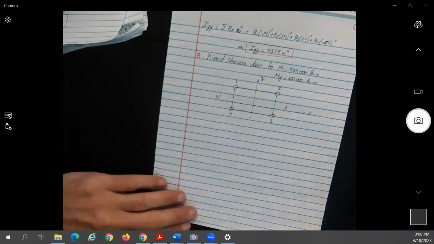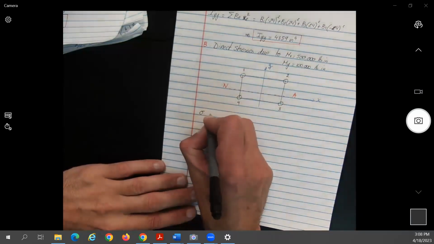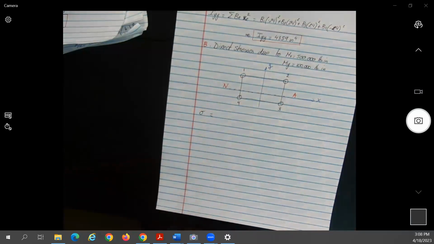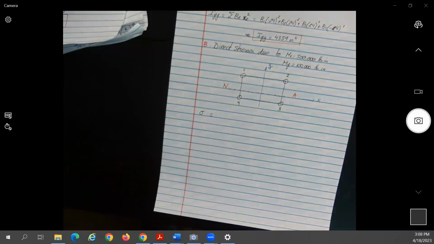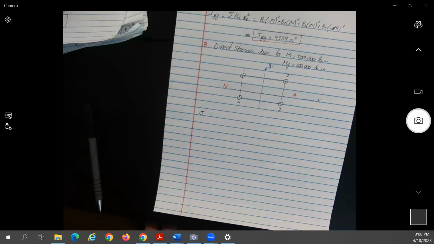Okay, so if this is the XY, in what direction would be the normal stress? There are 3 options: X, Y, or Z. Remember what I just said, normal stress. What will be the direction? X, Y, or Z? It will be the Z.